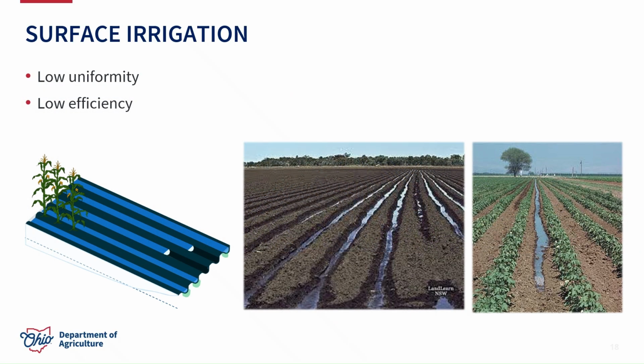Surface irrigation comes with its own set of challenges. So as you can see in both the diagram on the left and the actual field pictures on the right, typically surface irrigation struggles with low uniformity and low efficiency of that water being used and distributed throughout the field.